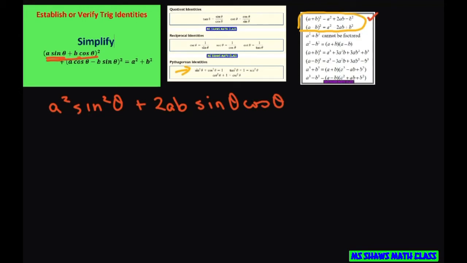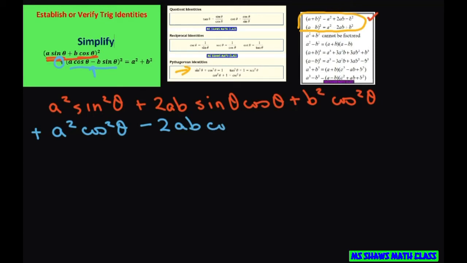And then for this part, we do the same thing as we did with sine. It's just b squared cosine squared of theta. Now, we do the same thing for this one. The only difference is it has a minus. So we're going to have a squared plus, because there's a plus here, a squared cosine squared of theta, minus 2ab cosine theta sine theta, plus b squared sine squared of theta.